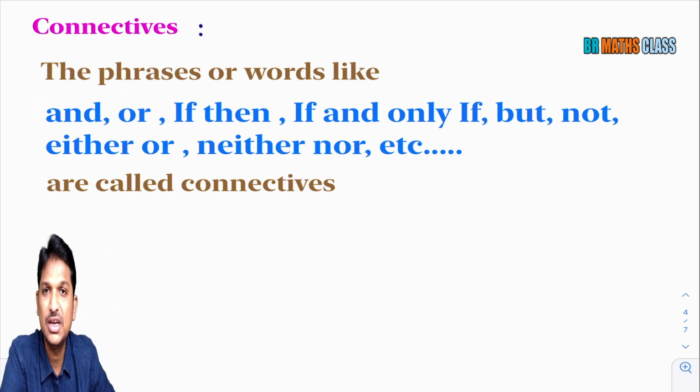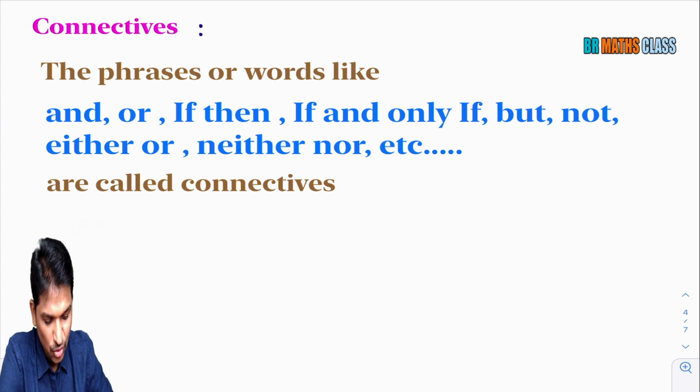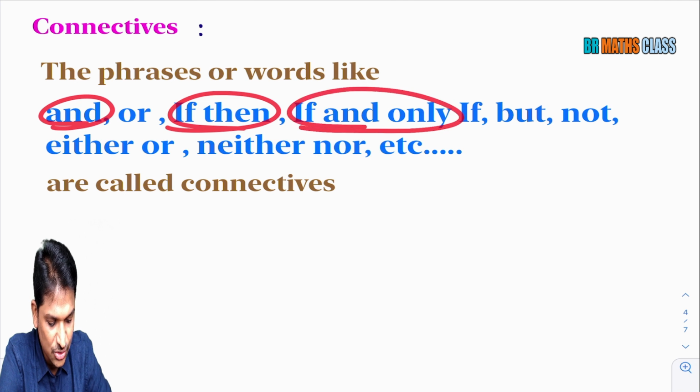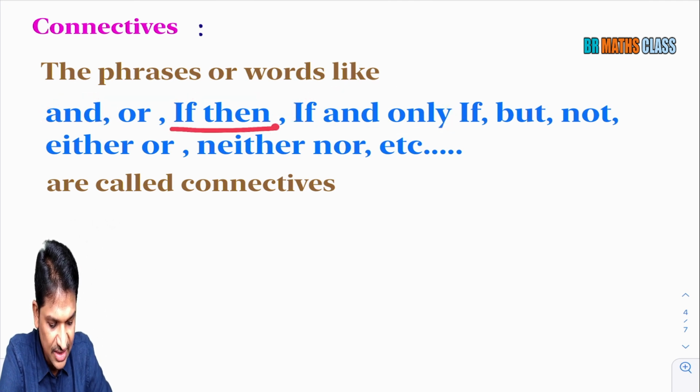Connectives are nothing but what we use to combine 2 statements. For example, the sky is blue and the grass is green. The sky is blue is one statement. The grass is green is another statement. To combine these 2 statements, I used the connective 'and'. The sky is blue and the grass is green. Whatever words I have written here are all known as connectives. For example, 'if, then' is there.